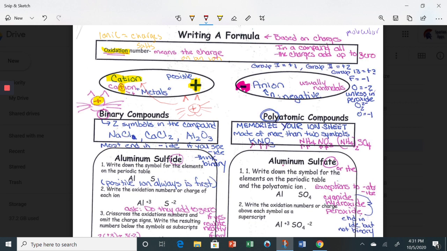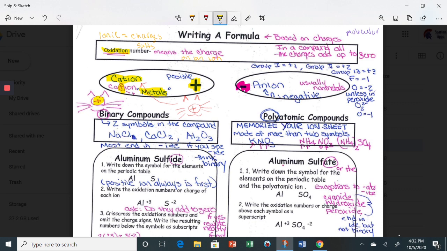When we talk about cations, there's two different types of cations you can have. The majority of them come from metals. Metals losing an electron to become positive. Calcium 2+, sodium 1+, aluminum 3+. Those metals give up their electrons, and the electrons transfer over to the anion. The anion is the negative ion.